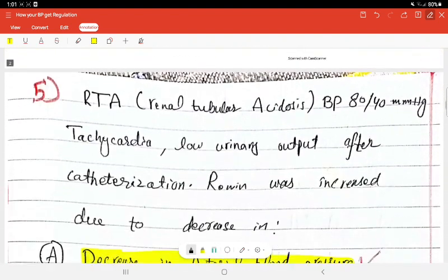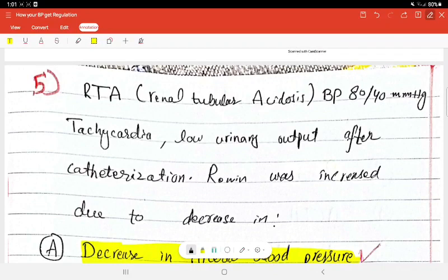Next, a case: the blood pressure is 80 over 40 mmHg, so that is hypotension, with tachycardia and low urinary output after catheterization. Renin was increased in this condition.